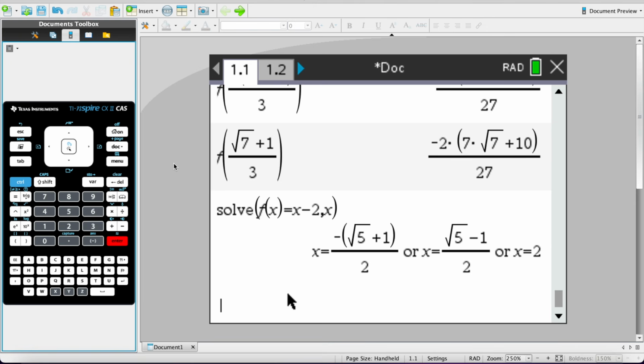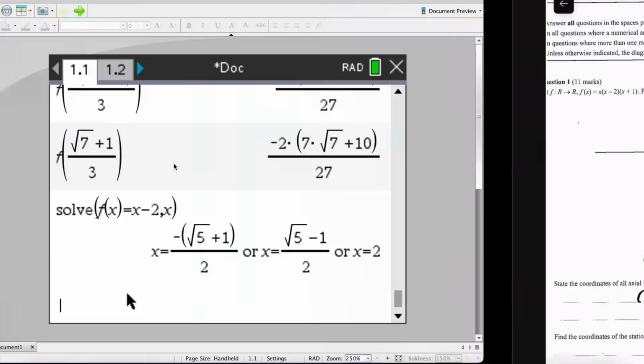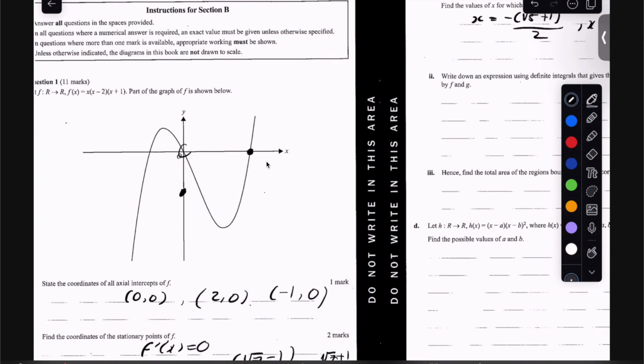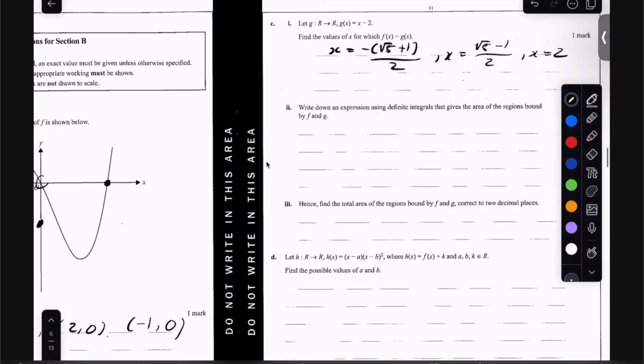Write down an expression using definite integrals that gives the area of the regions. X minus 2 is going to be like that. So we found that 2 is the x-intercept, the intersection point, and that means it's there. Sorry, I was on the wrong page. So yeah, just written that down, and we want to find the definite integrals.